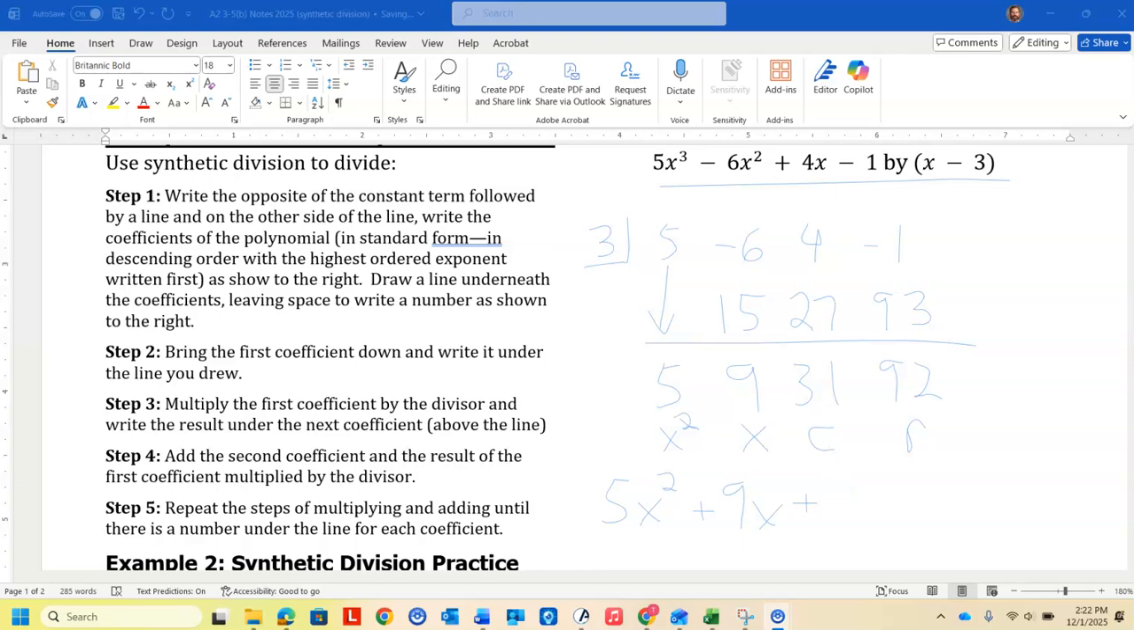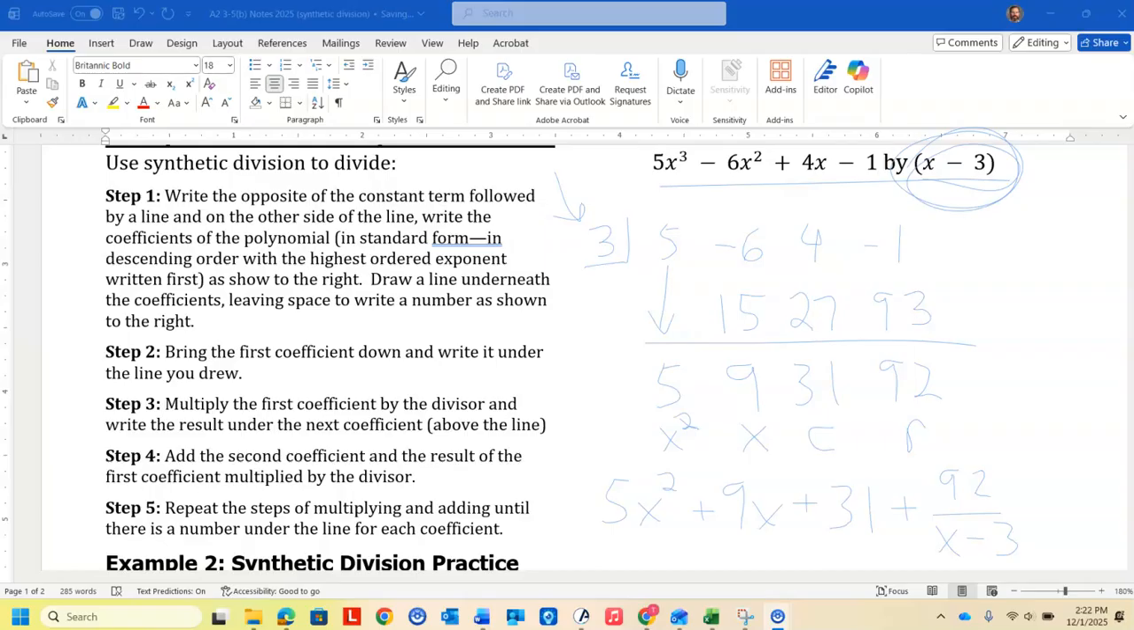Oops, I need to make that a little bit bigger. 31. Now the remainder of 92 means I'm going to have the remainder of 92 over what I divided by. This is what I divided by. So over x minus 3. Don't put it over 3 because that's not really what you divided by. That's just the root that we used.